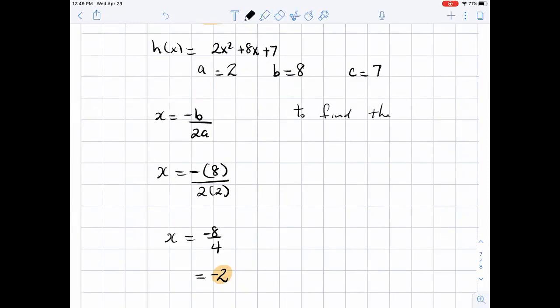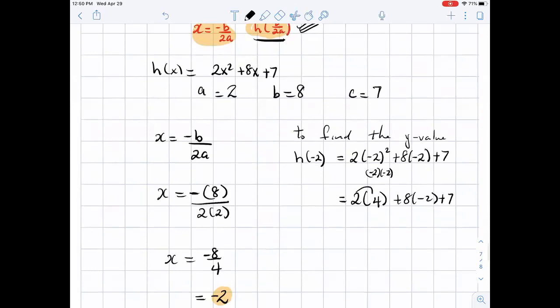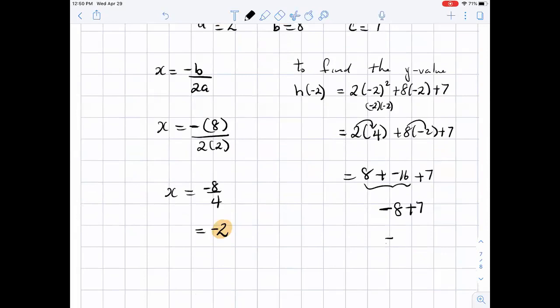Well, to find the y value, what is h of -2? You take the x and plug it into the function to get the y. And that is what this really means here. So this becomes 2 times -2 squared plus 8 times -2 plus 7, which is equal to 2 times, keep in mind this means -2 times -2, which becomes 4. And then if you distribute, this becomes 8. This becomes a -16 plus 7. Well, if you combine this, it becomes -8 plus 7, which is equal to -1. So this is your h and this is your k.